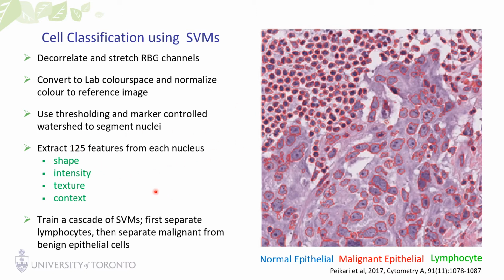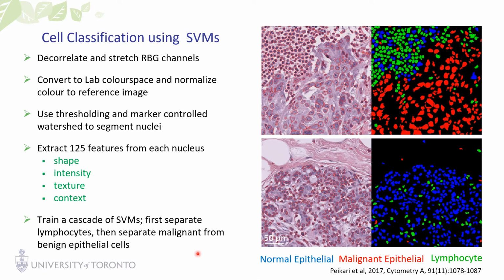And then in the same way as you do radiomics, you can do pathomics, so you extract a whole battery of features representing shape, intensity, texture and context from the image, and feed those into the machine learning algorithm of your choice. In this case, we used support vector machines to tell the difference between lymphocytes and malignant epithelial cells.